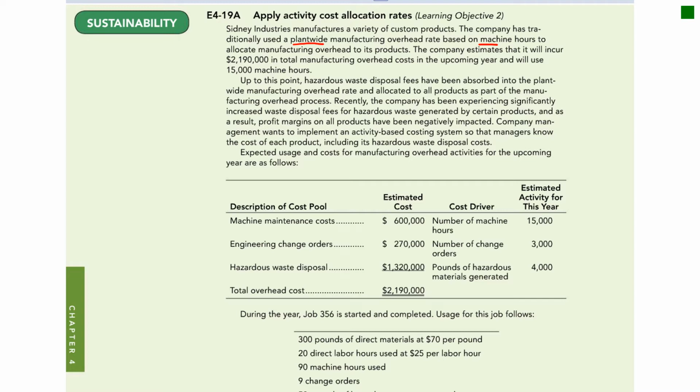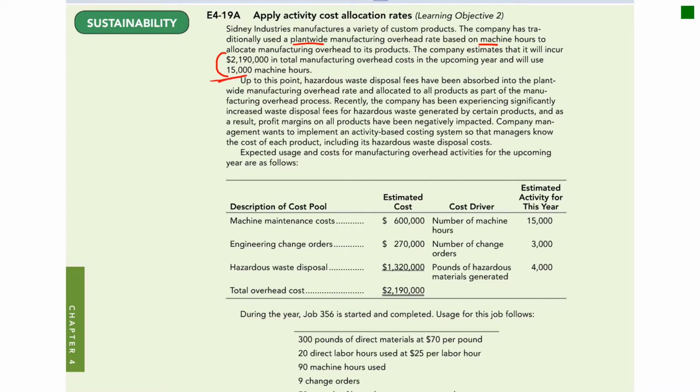The company estimates that it will incur $2,190,000 in total manufacturing overhead costs in the upcoming year, and will use 15,000 machine hours. So if you stopped right there, these two numbers, the 2.1 million and the 15,000 machine hours, are what you would use to calculate the traditional overhead rate, and that's what you're going to have to do in the first part.